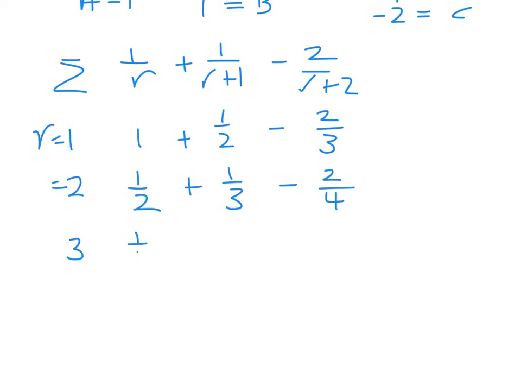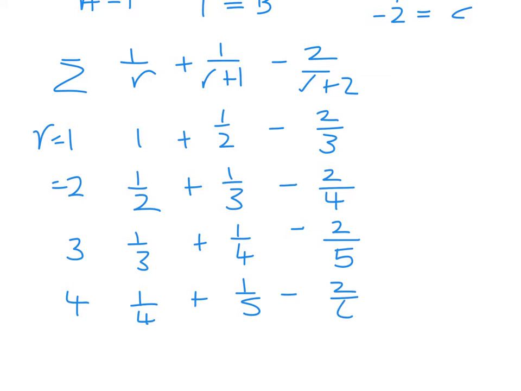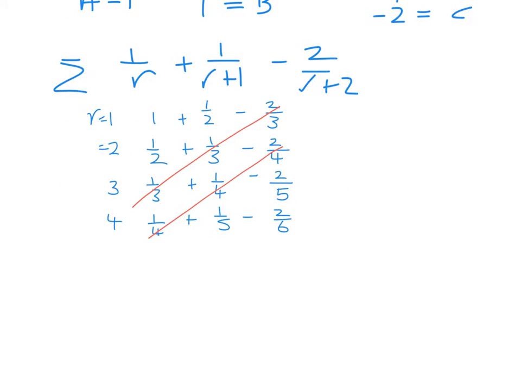Let r be 3, we're going to have a third, a quarter, minus 2/5. So let it be 4, we're going to have a quarter, a fifth, minus 2/6. And what I can see going along this diagonal is 2/3, take away 2/3, 2/4 minus 2/4, and that's going to keep happening. So what we want to do now is let's go down to the bottom.